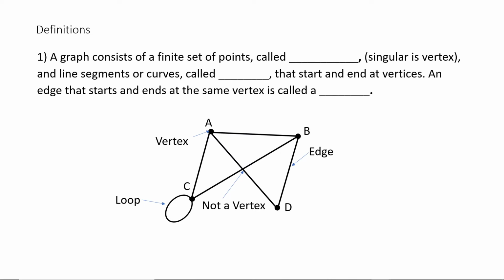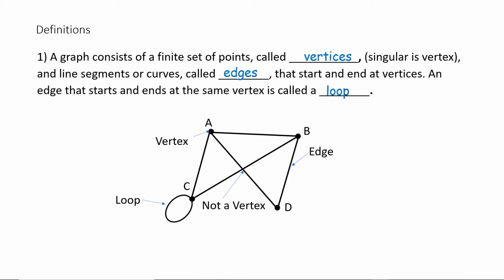We begin with some definitions. 1. A graph consists of a finite set of points called vertices. The singular form is vertex. And line segments or curves called edges that start and end at the vertices. An edge that starts and ends at the same vertex is called a loop.